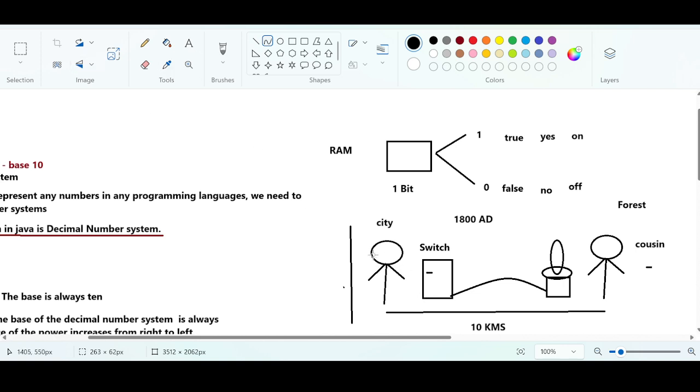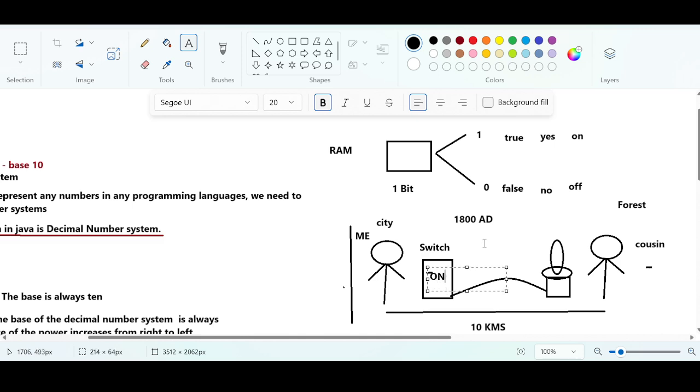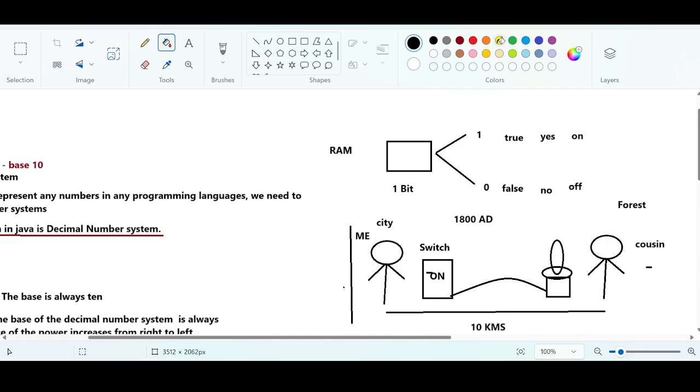Let us say that I am facing a threat. Let us say this is me. I am facing an emergency. How can I communicate? If I turn on this switch, which is going to remain off for a long time, the moment I turn it on, the bulb starts glowing. Then my cousin will understand, my brother is under threat, my brother is in an emergency.